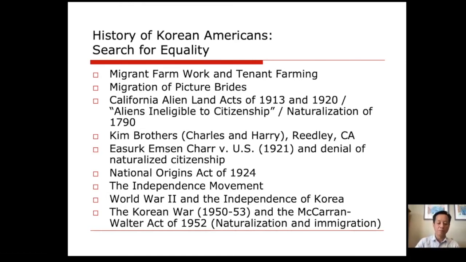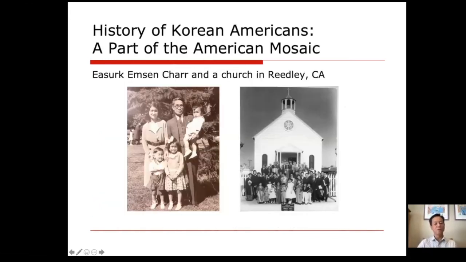Okay. The images that I would like to share with you, two images, the first is the photo of Emsen Charr. And so you see Emsen Charr here, who ultimately could not secure citizenship in the United States. For him, this was a monumental decision because his wife, who was also very active in the independence movement, if he could not become a citizen, she would have to be deported. And then she would probably be met by the Japanese authorities with severe consequences. An American congressman looked kindly upon her and filed a petition to let her stay.